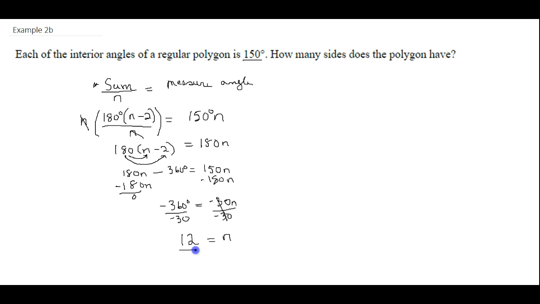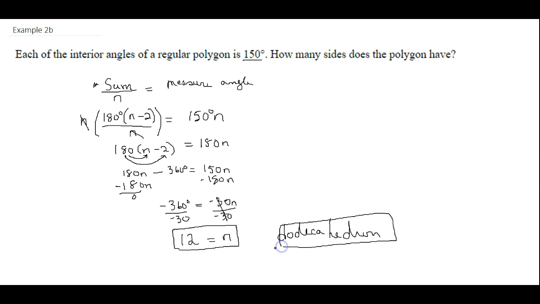And so a 12-sided figure has interior angles of 150 degrees. Actually, a regular 12-sided polygon has interior angles each measuring 150 degrees. And just for fun, that's called a dodecahedron. Just for fun. Let's go into an application question.